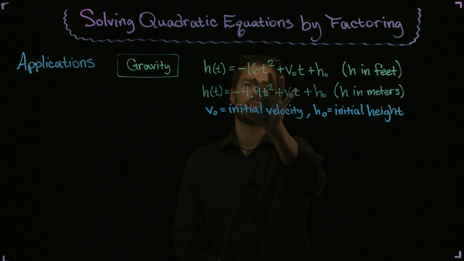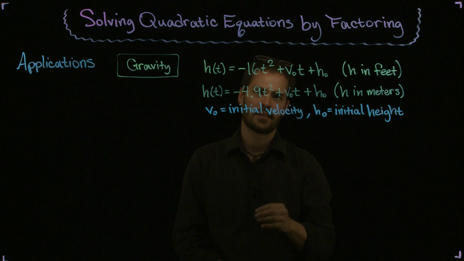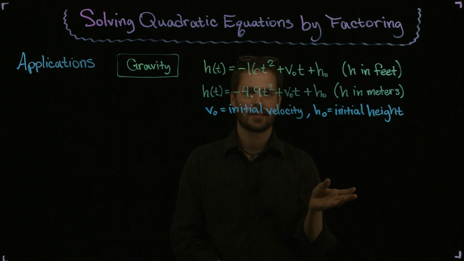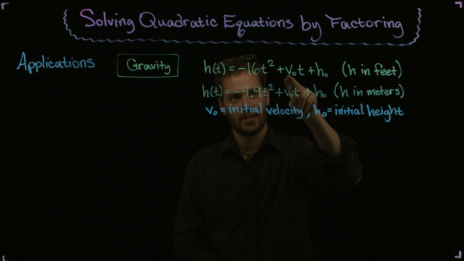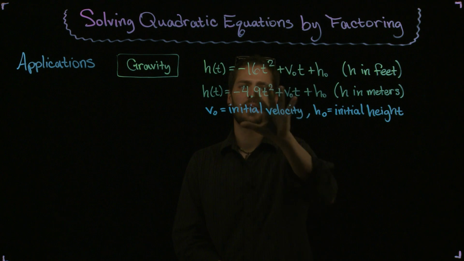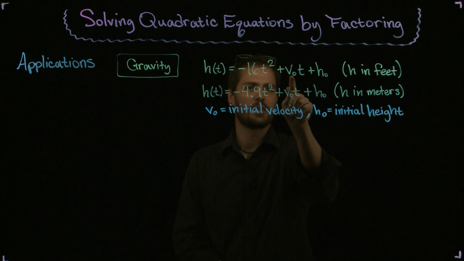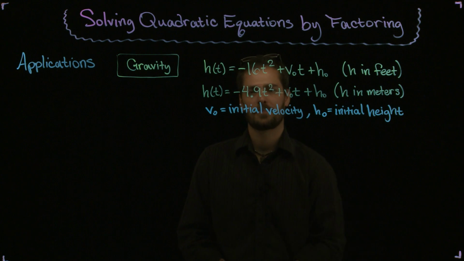Now for this equation on the top where you have a negative 16, that comes from the acceleration of gravity in feet per second squared. And so that means that this velocity has to be in feet per second, and this height is in feet. Overall, if we were to plug in a time and an initial velocity and initial height, we end up with a height in feet, okay?